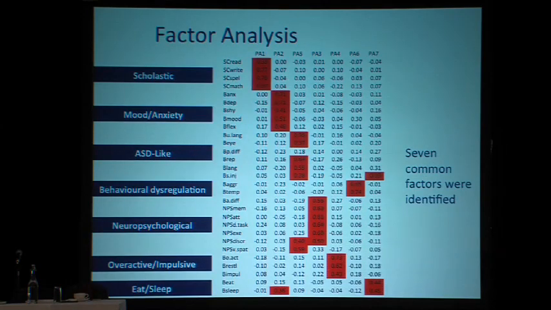Next, we looked at factor analysis. And here, 7 common factors were identified, and I'm going to briefly take you through them. The first one was a scholastic factor. Then we had a mood and anxiety factor, an ASD-like factor, behavioral dysregulation, neuropsychological, overactive impulsive, and then the last one we called eat and sleep, and this referred more to the biological functionings. There was some overlap with 2 or 3 items in terms of self-injury, disorientation, and sleep. You can see that they cross-load on more than one factor.